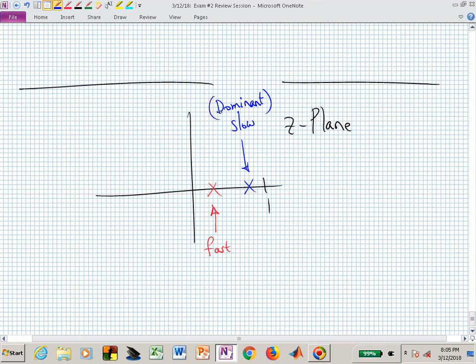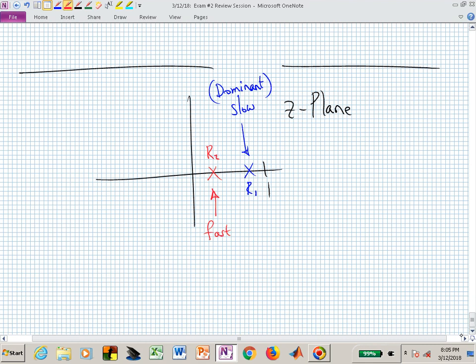So the slow pole is the dominant pole. What does that mean? If I had to calculate the settling time, which of these poles would you use? So let me say that this is at R1 and this is at R2. Which of those would you use for the settling time?